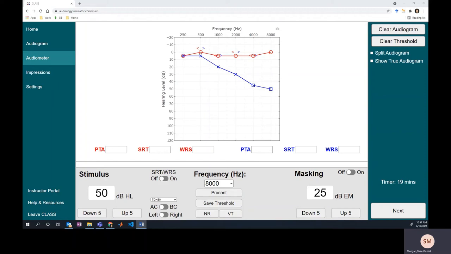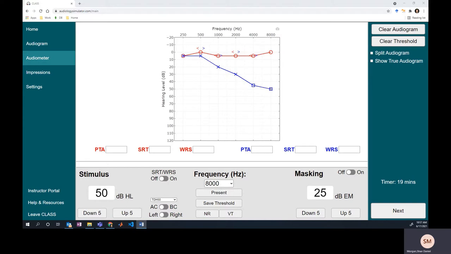This video is the fourth video in a series on masking. The first two videos covered whether or not masking is needed for air and bone conduction testing. In the last video, we talked about how to mask air conduction signals. We're sticking with the same hearing profile from the first three videos, so be sure to check those out if you haven't already. In this video, we're going over how to effectively mask when you find your bone conduction thresholds.